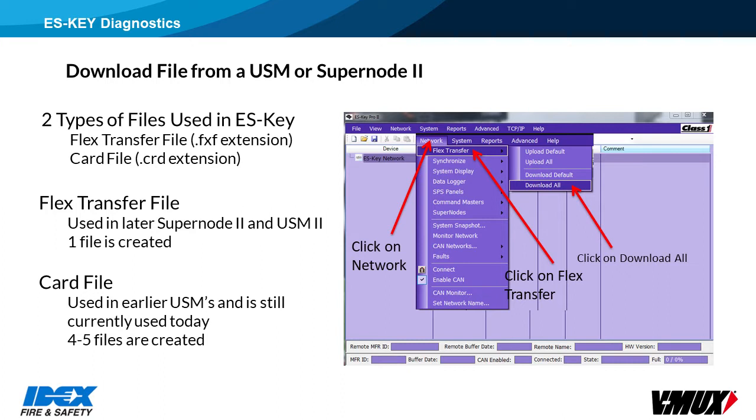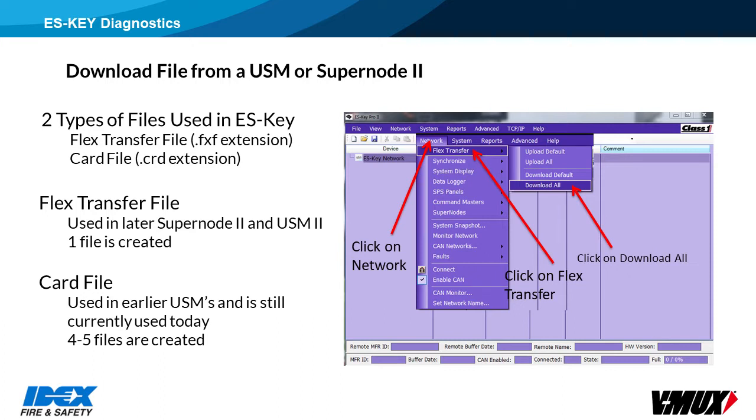The Flex Transfer menu entry allows you to upload or download the configuration on a vehicle network. The Flex file contains the current configuration, system display, data logger, special features and switch types. You may also download the current configuration from the USM or SuperNode to the PC for updating configuration or troubleshooting using SKey Professional.